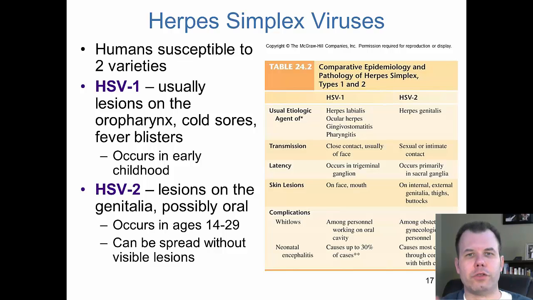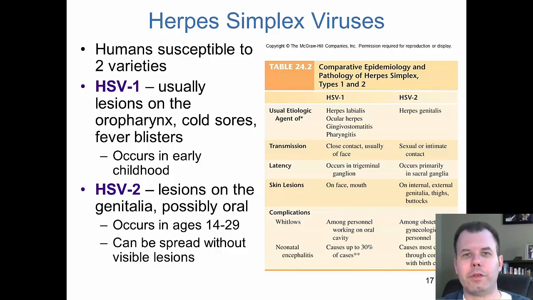HSV-2 is the one that's called genital herpes. Sometimes it can spread orally, so if you practice oral sex on someone who's infected, they can spread that disease to you in the oral cavity and oral area. It typically occurs in sexually active people between 14 and 29, but it's not uncommon to see this infection later in life, especially if you're promiscuous and have multiple partners, and it can be spread without visible lesions.